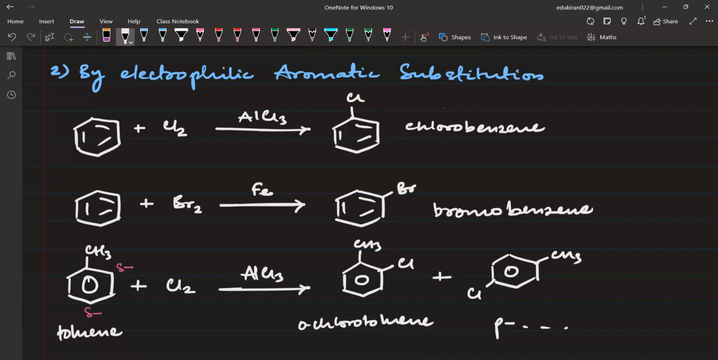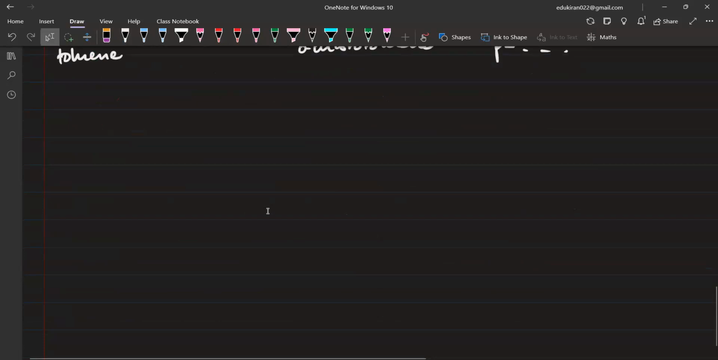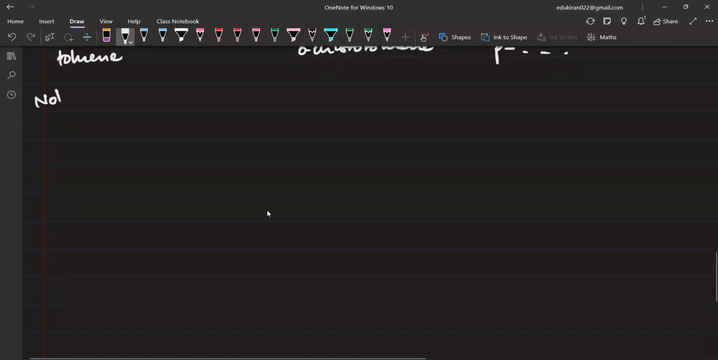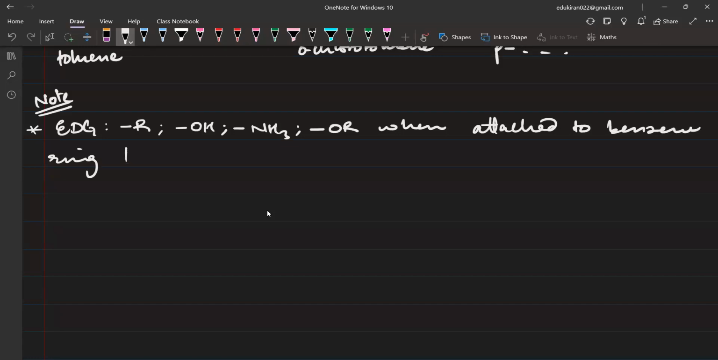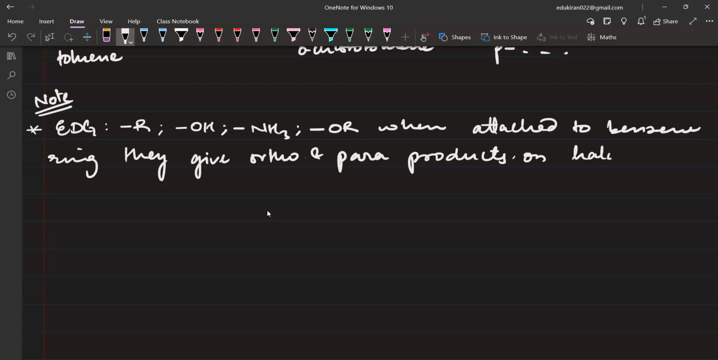Okay, I think all of you are done. After this, you will write a note. Electron donating groups: what are electron donating groups? Such as any alkyl group R, a hydroxyl group, an amino group, or an alkoxy group OR. When these groups are attached to the benzene ring, they give ortho and para products on halogenation.